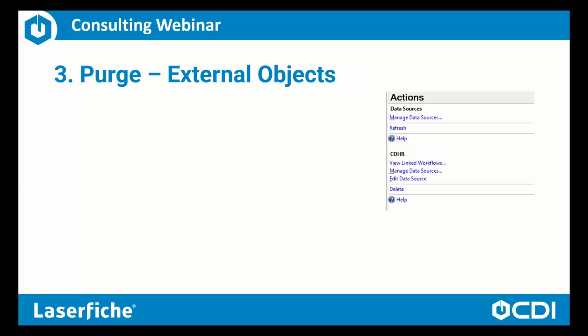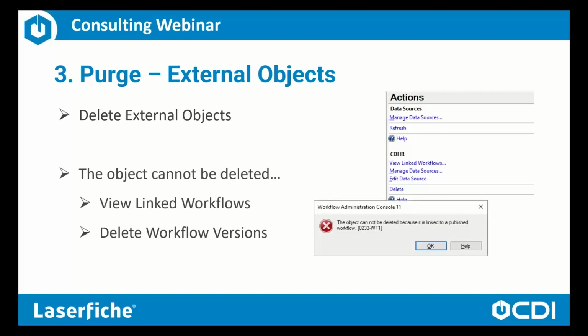With external objects, so these are going to be data sources, web services, email servers, etc. we have the ability to delete individual external objects from our system. However, if we are using that object in a previous version of our workflow, as I had mentioned, we're going to have a bad time. We'll see the error message, the object cannot be deleted because it is linked to a published workflow.